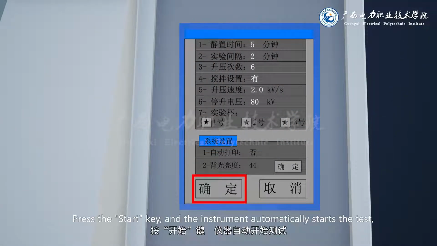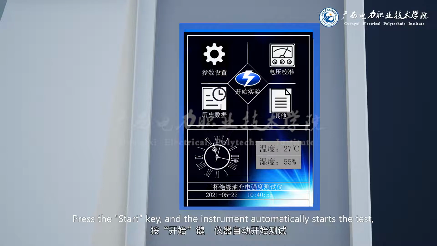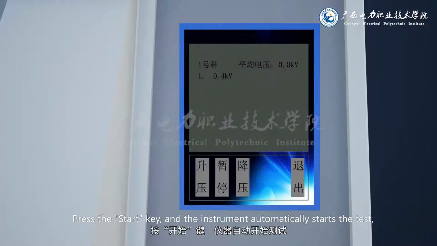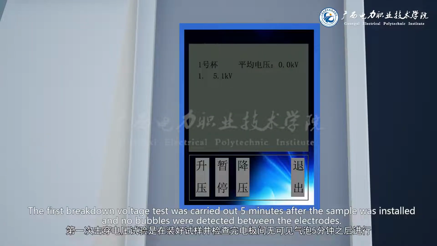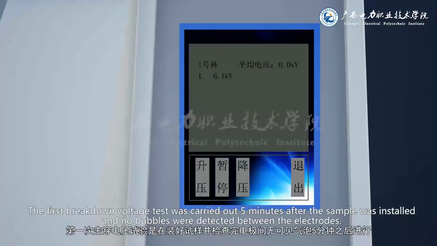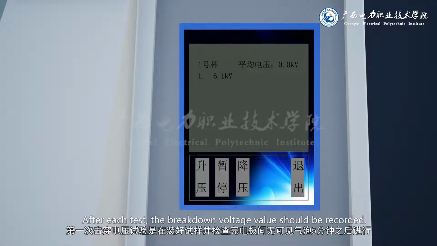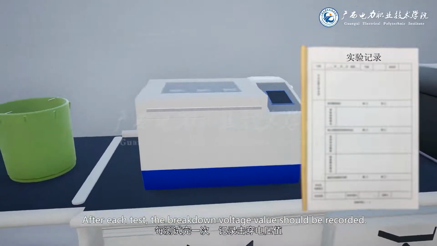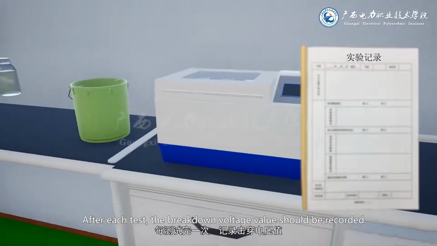Press the start key, and the instrument automatically starts the test. The first breakdown voltage test was carried out 5 minutes after the sample was installed and no bubbles were detected between the electrodes. After each test, the breakdown voltage value should be recorded.